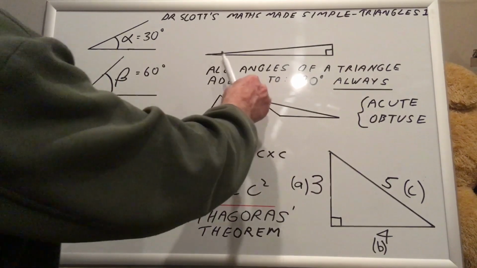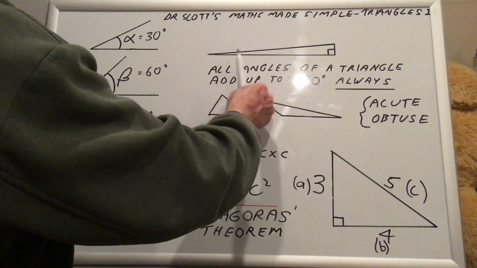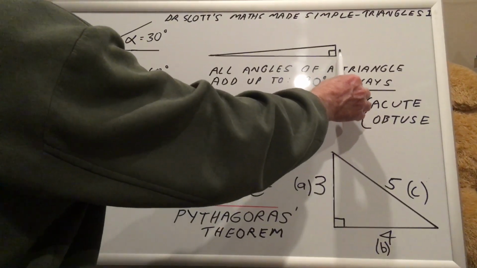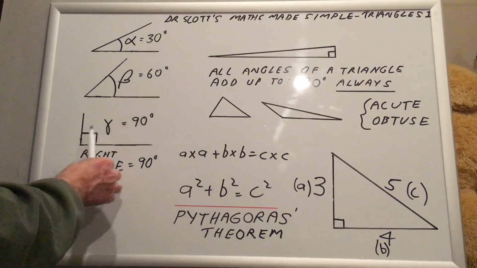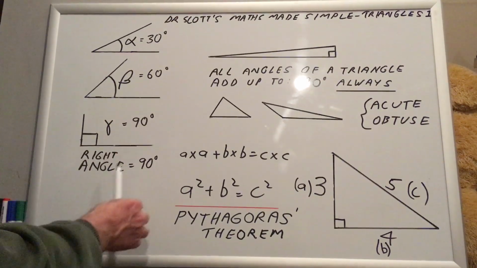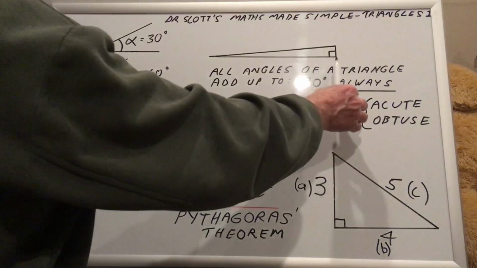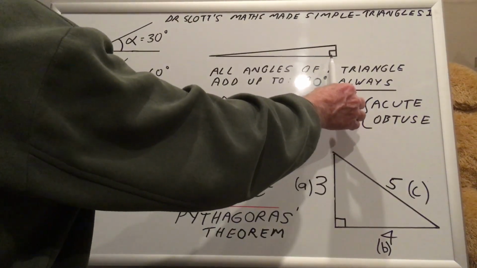You can see here I've drawn a right angle triangle. It's quite narrow. We know that that's 90 degrees because I've marked it with a little square. So when you see a square between two lines, you know it's a right angle. In other words, it equals 90 degrees. So that angle is 90 degrees.